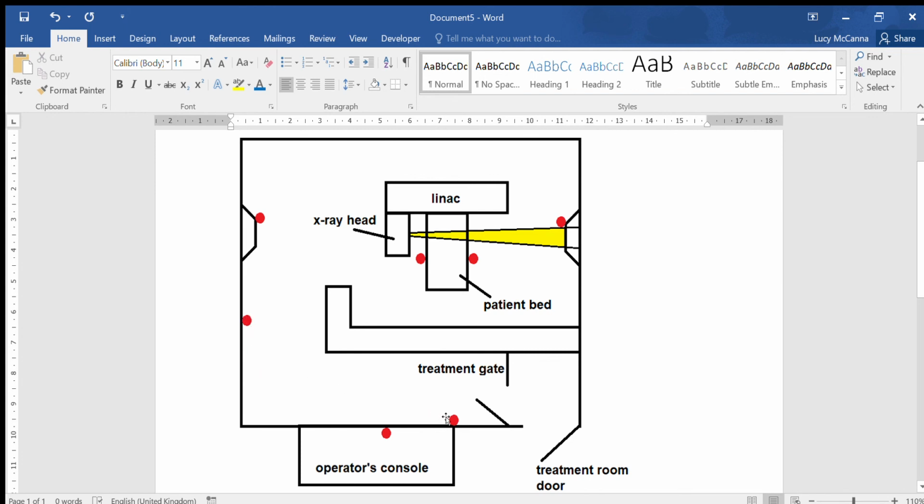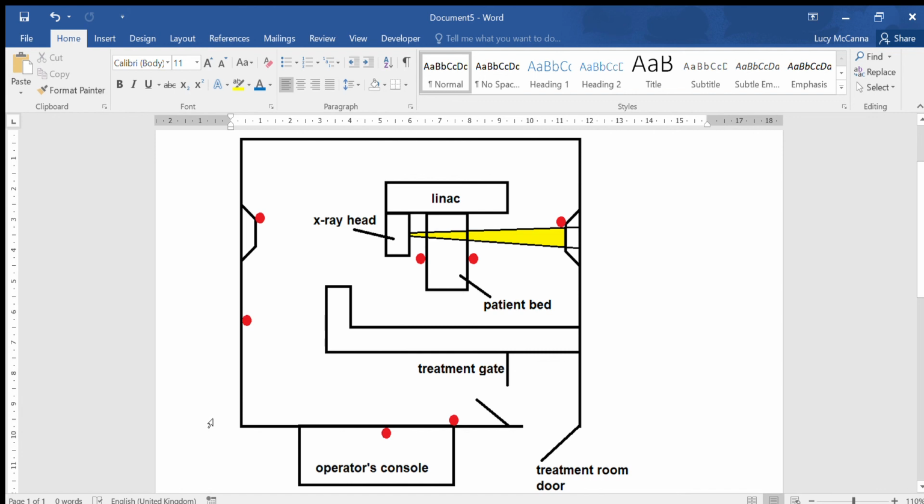Finally, you've got one on your way right in or out of the room. Useful to have one there. And ultimately, you've got one in the operator's console. So these emergency switches are really useful, and there's lots of them dotted around the room. There's probably more than this. I've done a very simplified diagram for you.